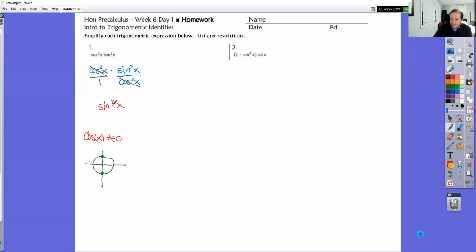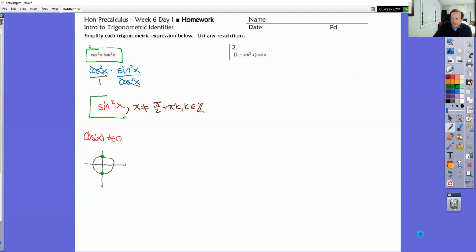This guy's domain is all reals. That's not okay. We need this thing's domain to be the same as the domain of our original expression. So we'll say, comma, x cannot equal pi over 2 plus pi k, where k is an element of the set of integers. What you're doing when you do that is you're making these functions actually equivalent to each other.